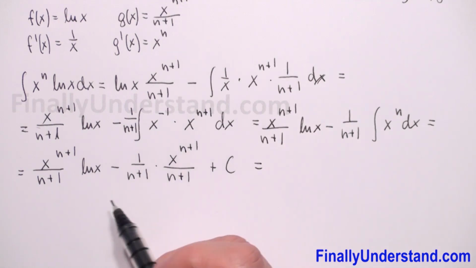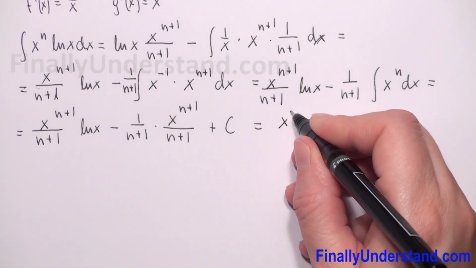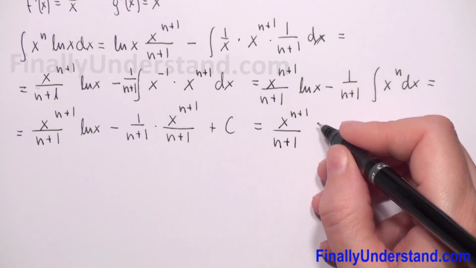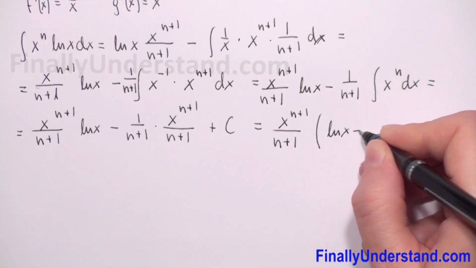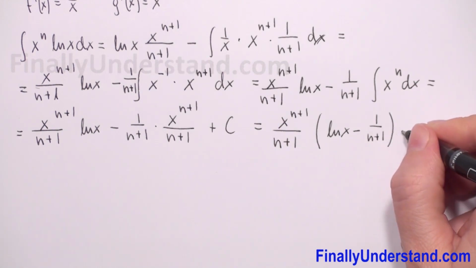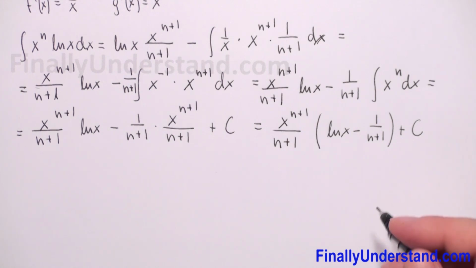So this is equal, we can factorize x to power n plus 1 over n plus 1. In parentheses we will have natural logarithm of x minus 1 over n plus 1, plus constant c. This is my solution.